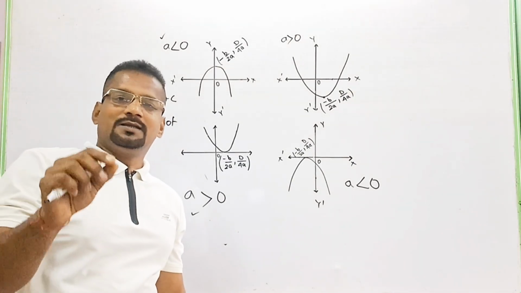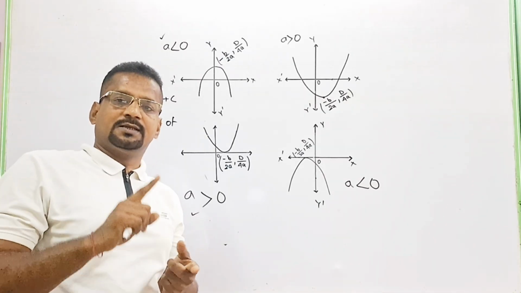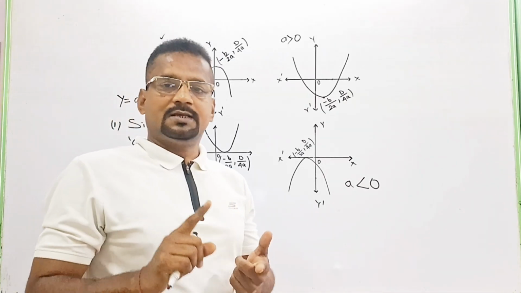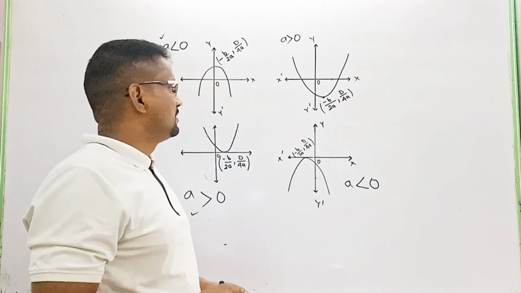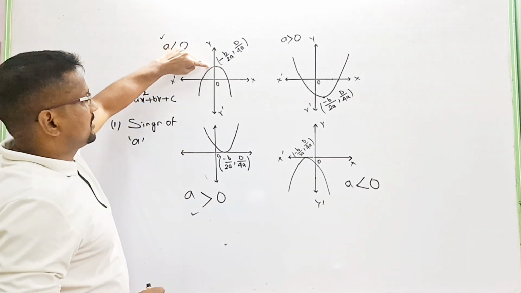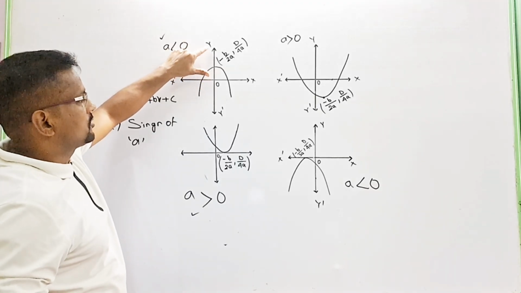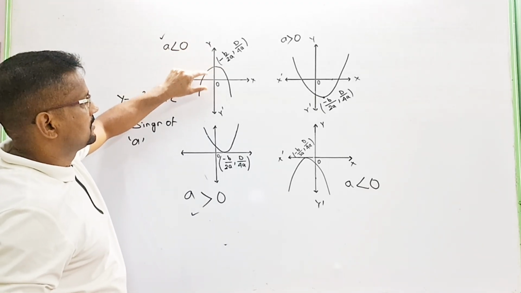Next, let us decide the sign of C at first, because identifying the signs of A and C is very easy. Now, what about C? Observe this. This graph cuts the y-axis. Positive y-axis or negative y-axis?